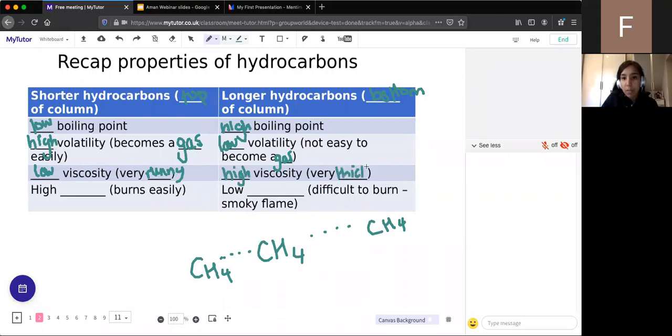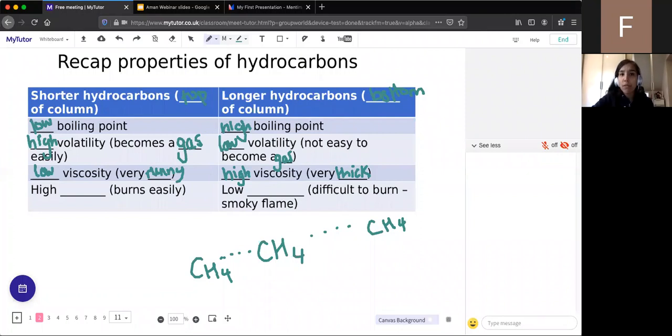So someone's just asked me, why do shorter hydrocarbons become a gas easily? That's a really good question. And it's essentially to do with the intermolecular forces. So in shorter hydrocarbons, there's less intermolecular forces, so there's less energy required for them to become a gas. Because they have that lower boiling point, it means that they can become a gas really easily. Whereas the longer hydrocarbons, it requires a lot more energy to almost burn them so that we can get them to become a gas. And that's why high volatility for the shorter hydrocarbons and longer hydrocarbons have a lower volatility. So it's all about the energy and the boiling point involved.